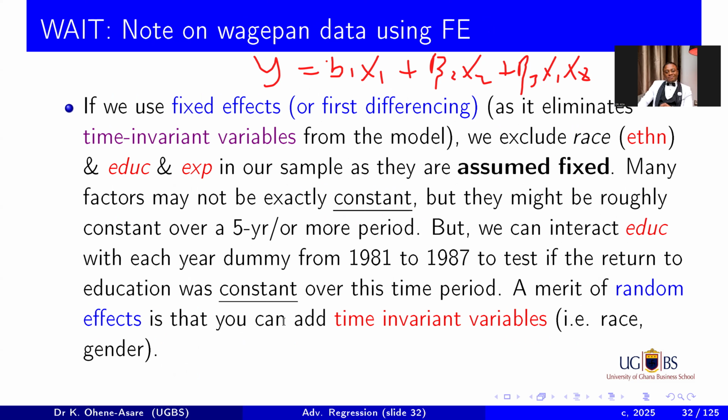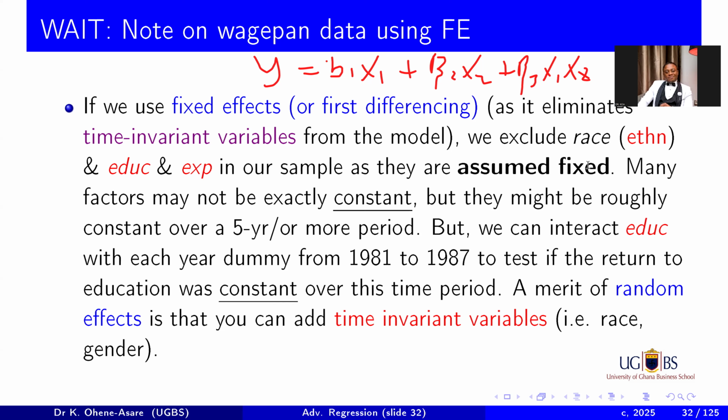So this is the wage band data we've been using to explain the analysis. If we use something called fixed effect, and we shall look at that later, because fixed effect will eliminate all those time constant variables. All variables that are fixed are removed from the model. If we use that fixed effect, anything that is fixed, like ethnicity, like education, and I'm sure you know why, like experience, they are going to be removed.